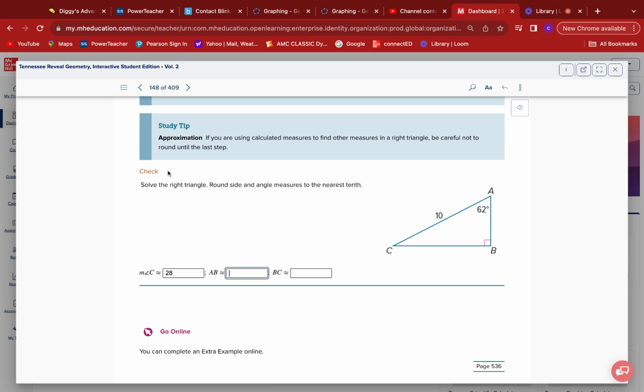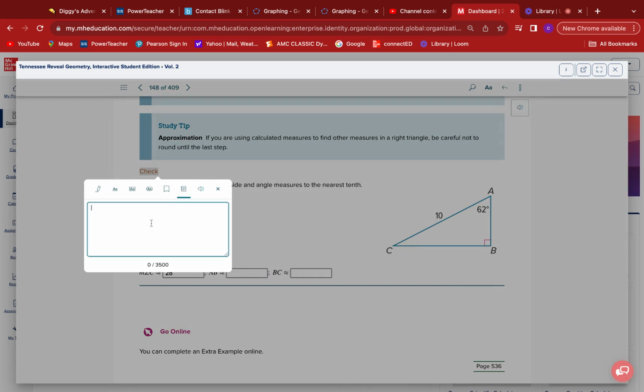Cosine 62. Let me write this down for my visual people. 62 is our theta, AB is your adjacent over your hypotenuse 10. So AB divided by 10. The opposite of dividing by 10 is to multiply by 10. Goodness, I can't type today for some reason. And that's going to equal AB.